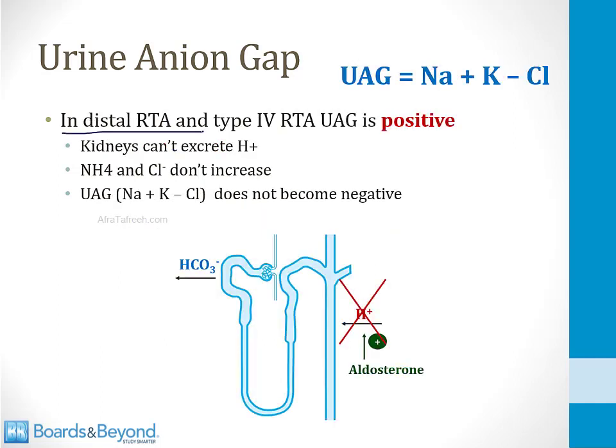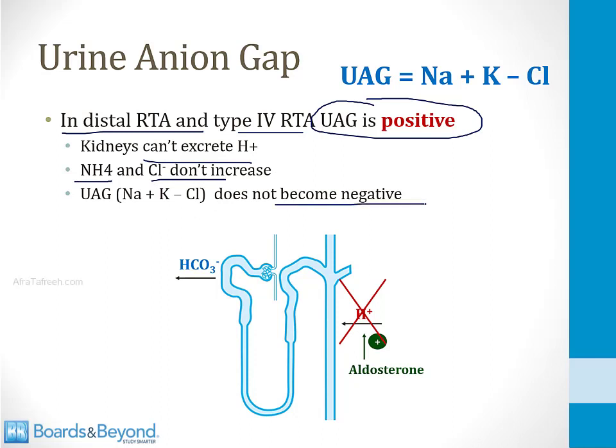In a distal RTA or in a type 4 RTA, which we're going to talk about in a minute, in those two conditions, the urine anion gap is positive, and that's why this test can be helpful for working on your differential diagnosis. The reason it's positive is because the kidneys can't excrete protons normally, therefore ammonium doesn't go up normally and chloride doesn't go up normally, and the urine anion gap does not become negative like it should.